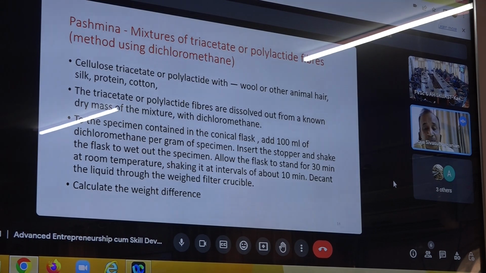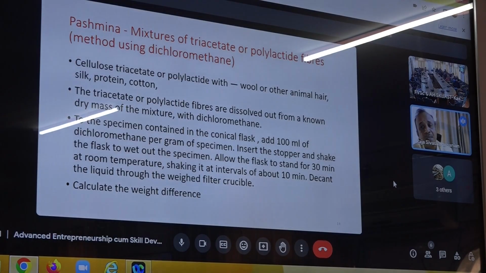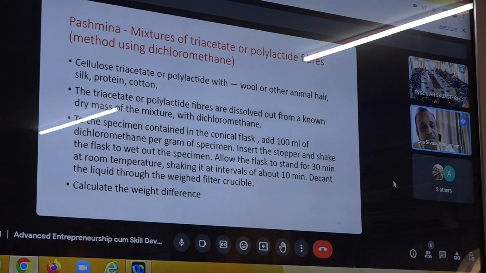So for that, as I told previously, you have to do the preliminary analysis and confirm whether Pashmina is there or cotton is there. If Pashmina, cotton and polylactate are there, the remaining difference is Pashmina plus cotton. That you have to remember. For any method you have to see what scope is given in the first line. Wool fiber will not dissolve in dichloromethane, cotton also will not dissolve, and silk also will not dissolve. The weight difference is what comes out here.